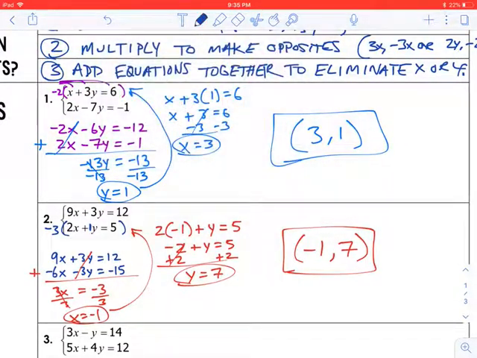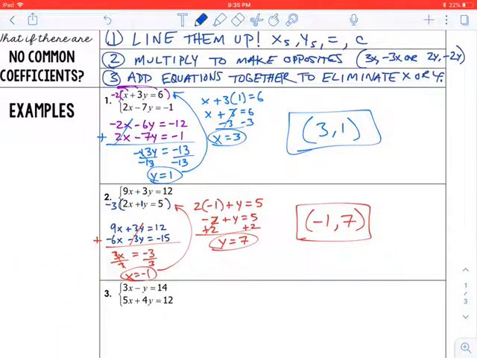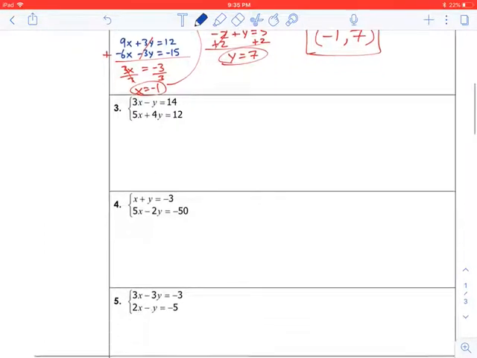So I eliminated x on the first problem, and then I eliminated y on the second problem. It doesn't really matter which. You just got to figure out which one is going to work out nicer. Okay. So let's do another couple here.